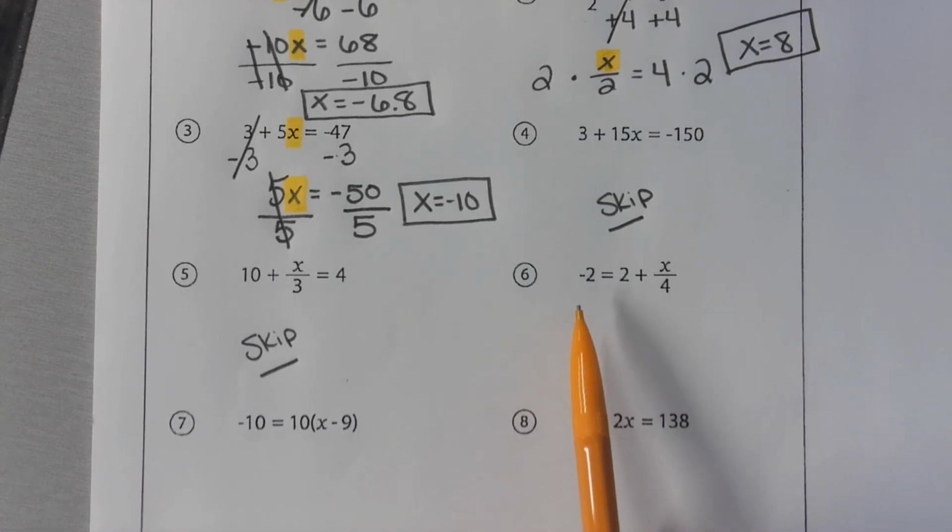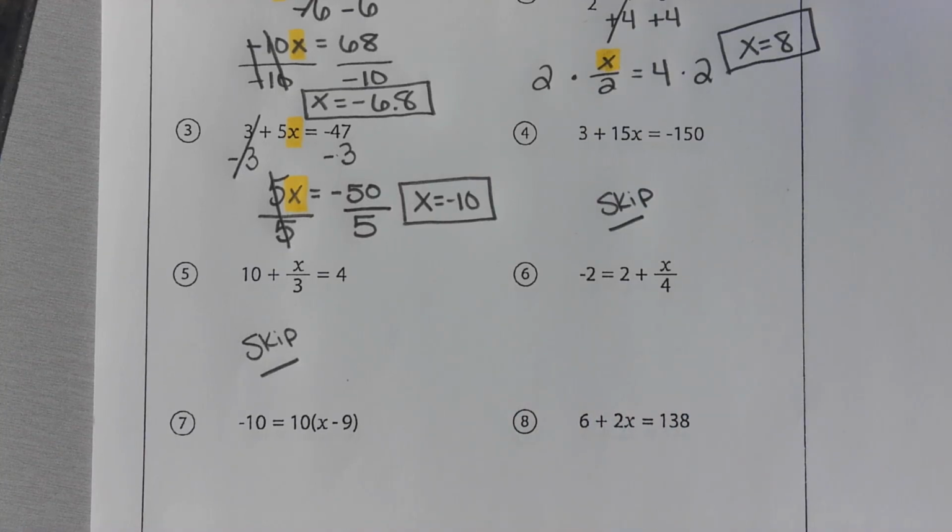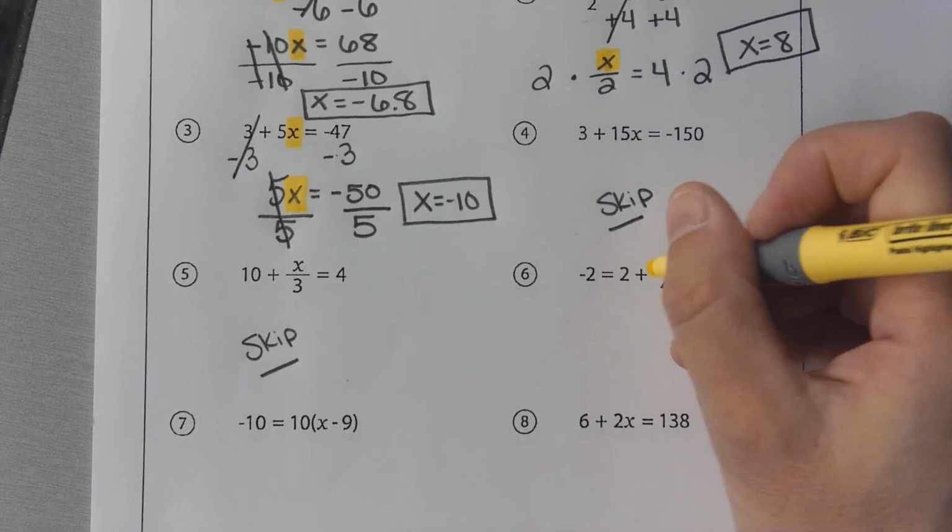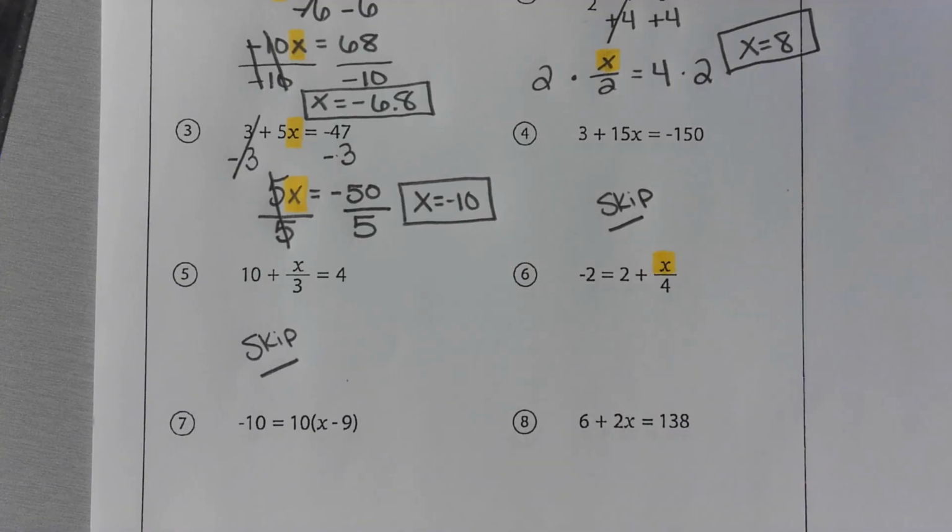Let's go down to 6, because 6 looks a little tricky to me. So I've got x right here. What might you do first to try to get x alone?